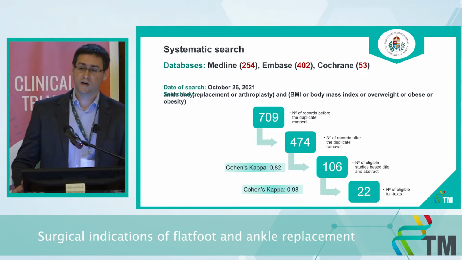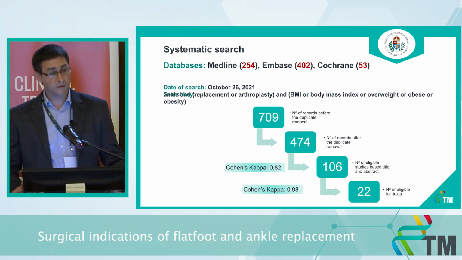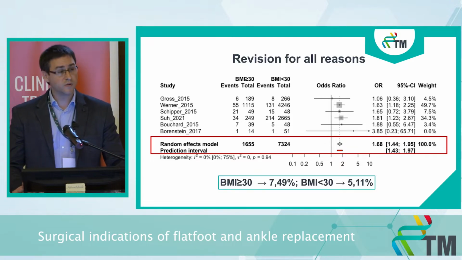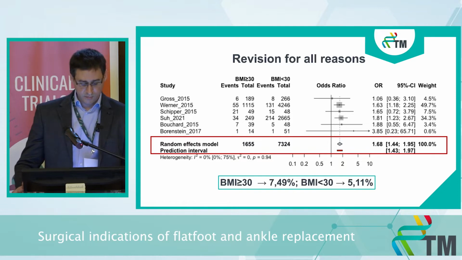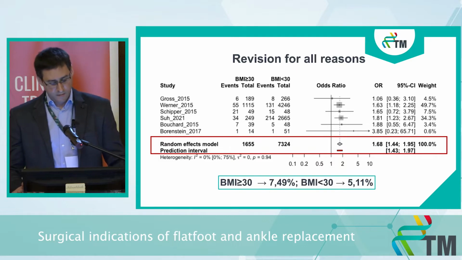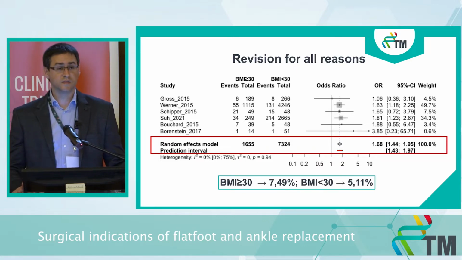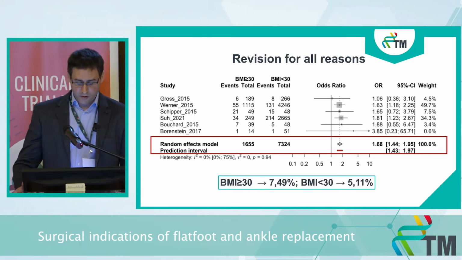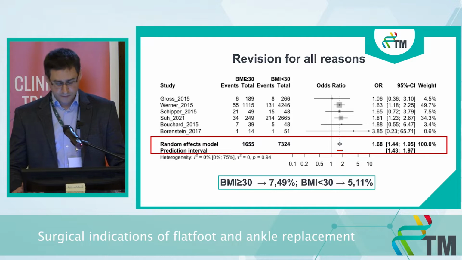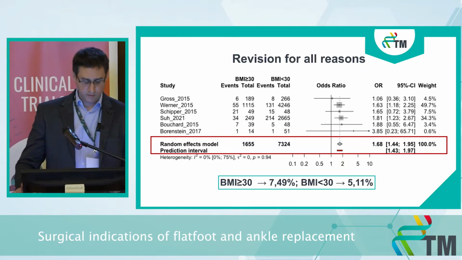We have collected the articles from 3 scientific databases, and after the systematic selection, we have 22 articles for the statistical analysis. This is our first forest plot about the revision rate of total ankle arthroplasty, dividing the patients into under and above 30 of BMI groups. We have involved nearly 9,000 patients in the analysis. We have found approximately 1.5 times higher rate of revisions in the obese group from the raw data. It can be seen on the bottom of the slide.